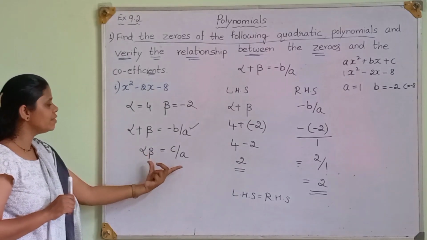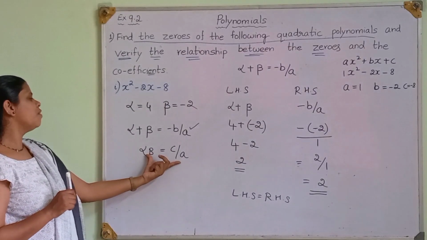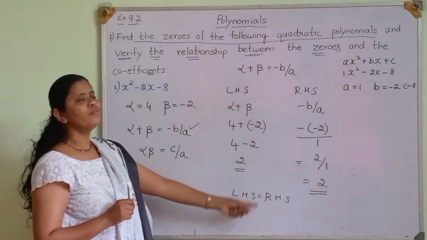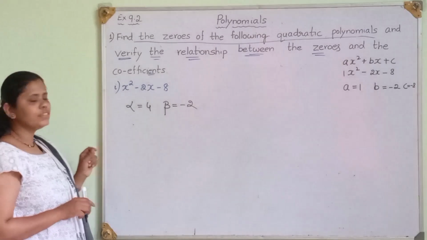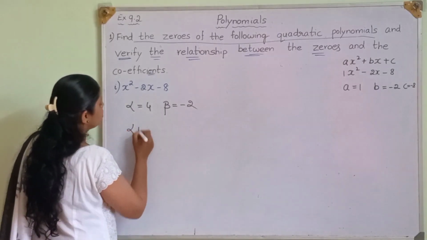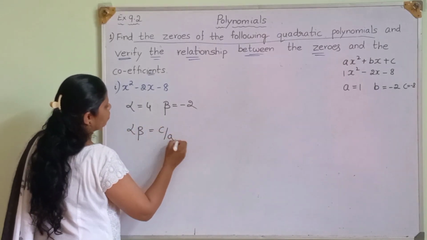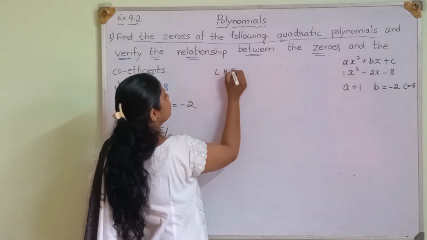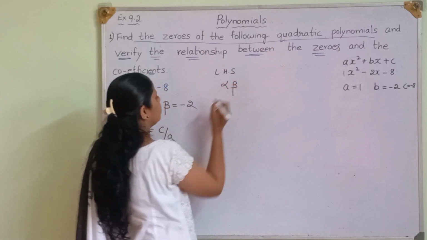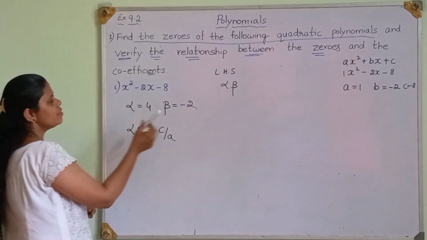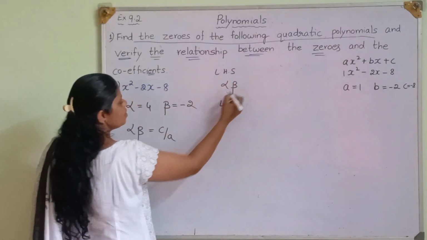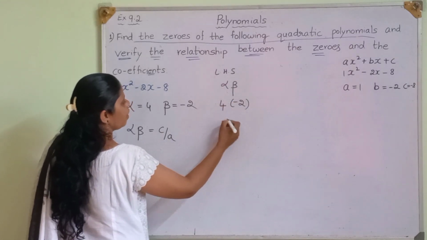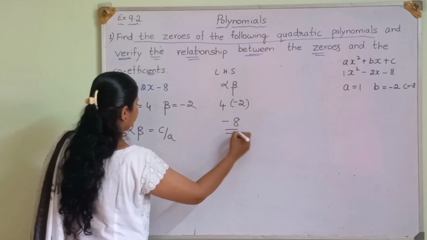Now we have to verify this relationship, that is alpha beta is equal to c by a. Let us verify this. Let me rub the board. Now let us verify this alpha beta is equal to c by a. First let me write the LHS. LHS is alpha into beta. The value of alpha is 4. Beta is minus 2. Then plus into minus is minus, 4 2s are 8.